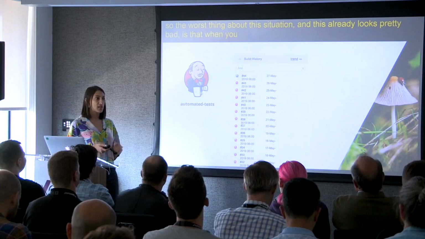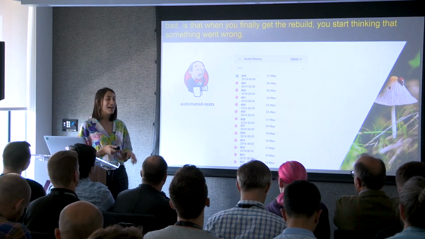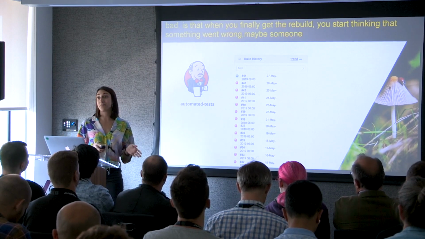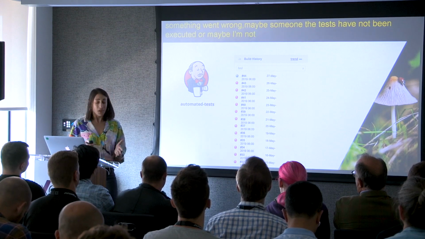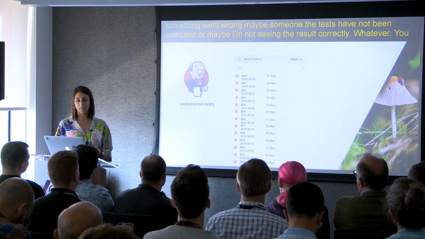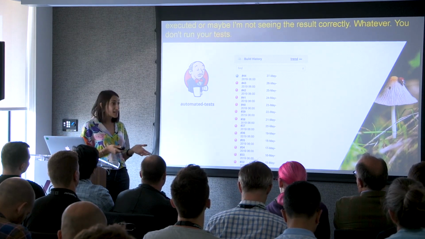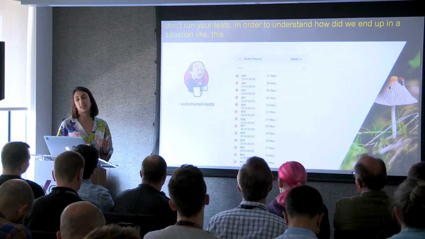Okay. So the worst thing about this situation, and this already looks pretty bad, is that when you finally get a green build, you start thinking that something went wrong. Maybe someone changed the Jenkins job and the tests are not being executed, or maybe I'm not seeing the result correctly. Whatever, you don't trust your test. So in order to understand how did we end up in a situation like this, I want to go back in time and see what happened in the first place.